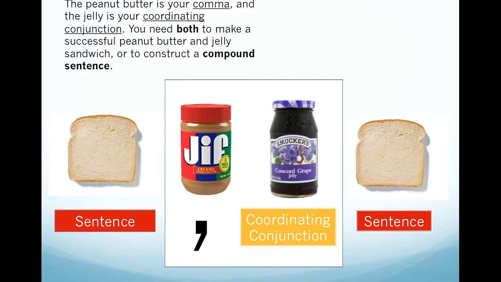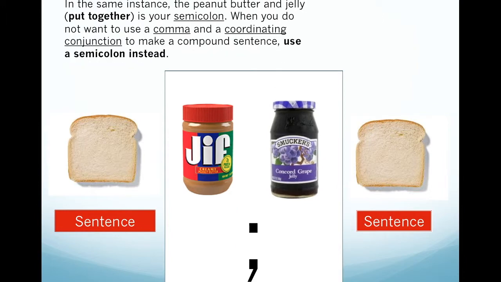So you need both to make a successful peanut butter and jelly sandwich, or in other words, to construct a compound sentence. Now you'll see in this model that the pieces of bread on either end represent complete sentences or complete thoughts. The peanut butter represents the comma, and the jelly represents the coordinating conjunction. In the same instance, the peanut butter and jelly and the semicolon work together. So as you can see, the semicolon takes the place of the comma and the coordinating conjunction, and it does the same kind of work.